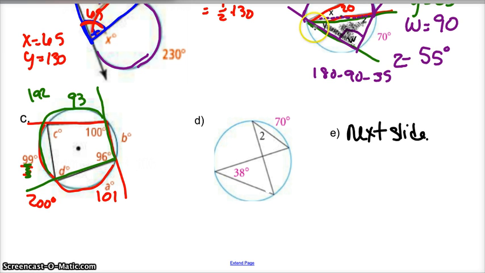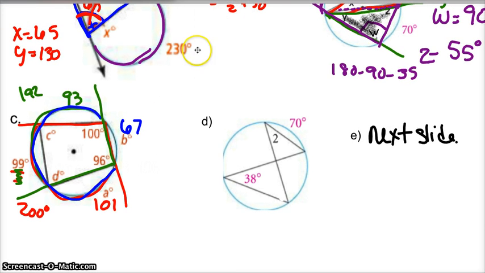One thing that I've noticed now is when I look at this circle, I have 93, 99, 101. The only portion that I don't know is the part of the arc that's labeled B. Well, 360 minus the 93 minus the 99 minus the 101, what's left is 67 degrees. How is this helpful? Well, in this problem, it's asking you for the measurement of angle C.